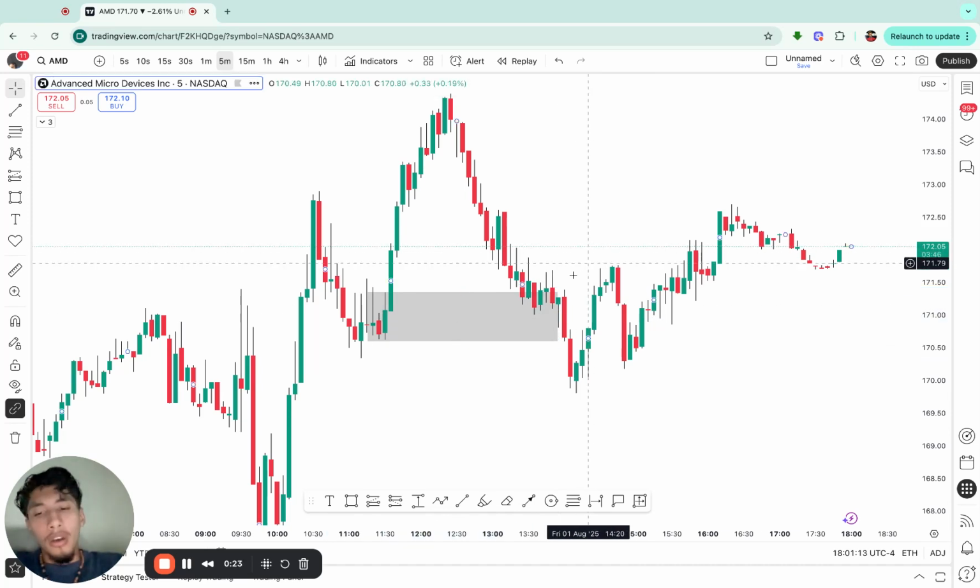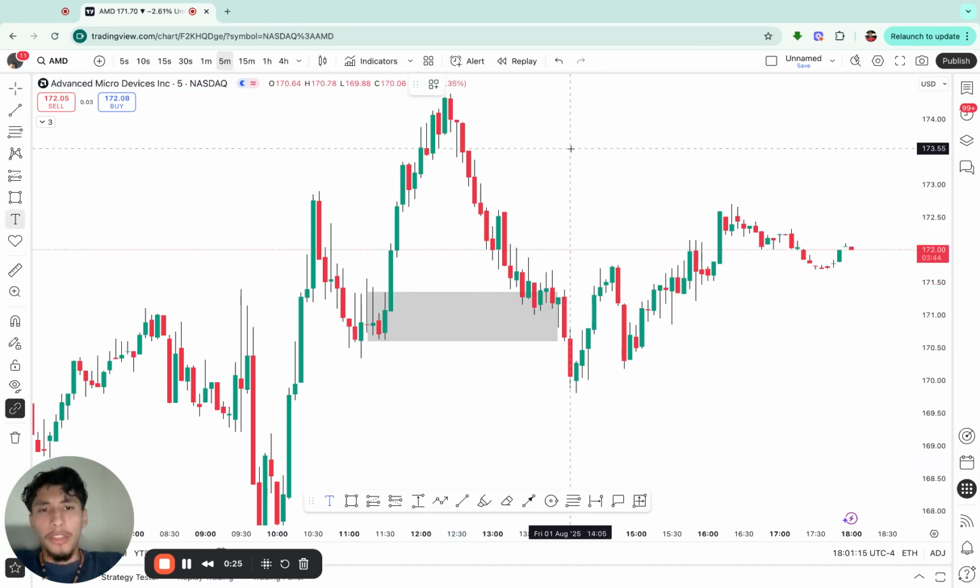So you guys already know my three pillars is going to be market structure. The next one is going to be S&D zone, so supply and demand, and then entry model.